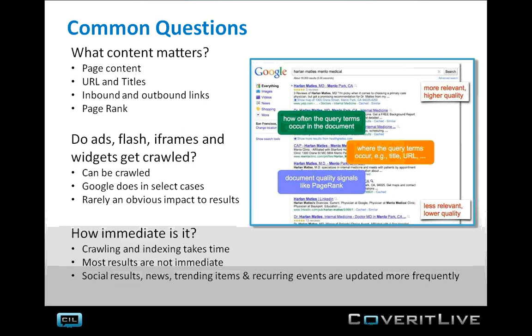Another common question is: do ads and Flash and iframes, JavaScript widgets, all of those different things that you'll hear called embed codes, get crawled? As I mentioned a minute ago, the key thing to remember is those can be crawled. In fact, Google has indicated at various points in the past that it does crawl JavaScript and it does crawl Flash. But what they're not clear about is in what cases and how that data and content is used, and does it really influence the search results a whole lot?